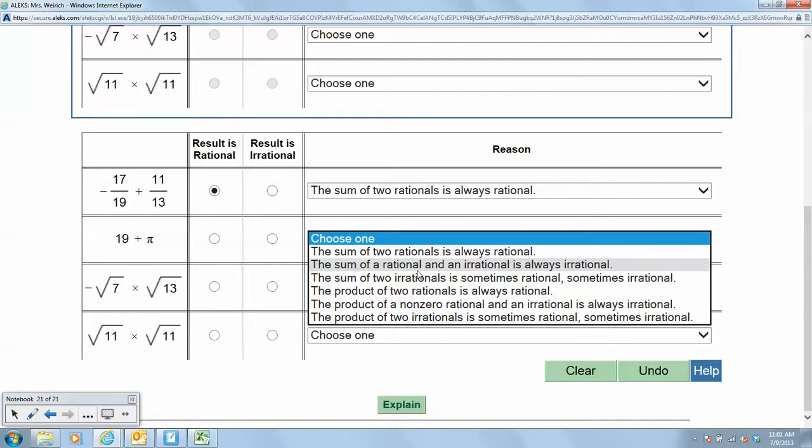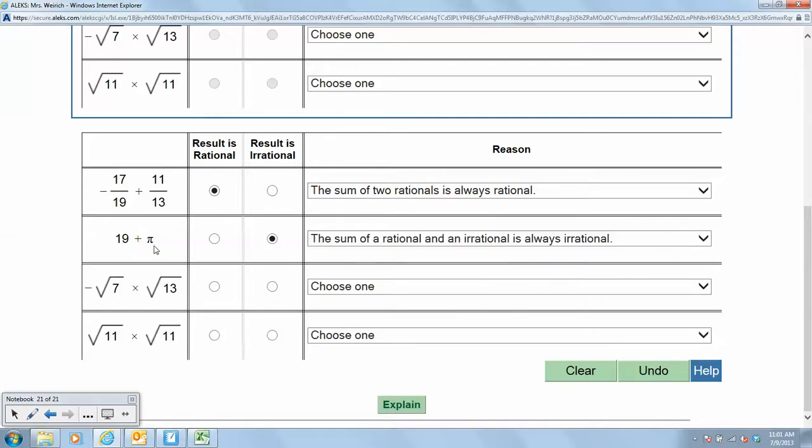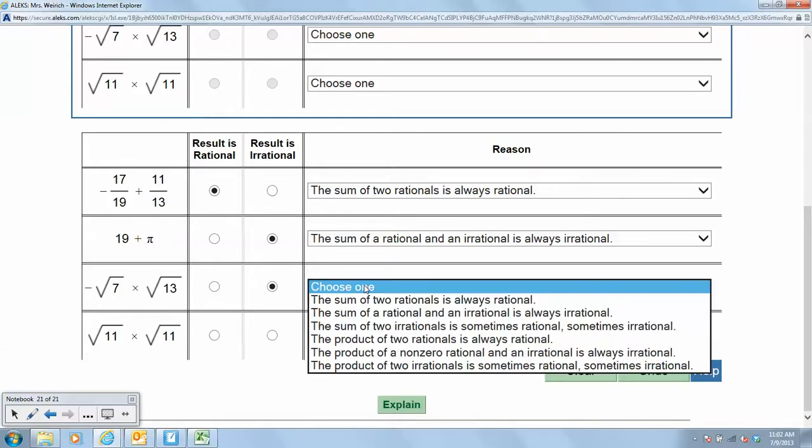Now in this case, I've got again the sum, but this time it's a rational and an irrational. And the sum of a rational and an irrational is always irrational. So this is irrational because it involves that pi. Now here, I'm going to take negative square root 7 times the square root of 13. If I take 7 times 13, I end up with 91, and 91 is not a perfect square. So this is going to be irrational.